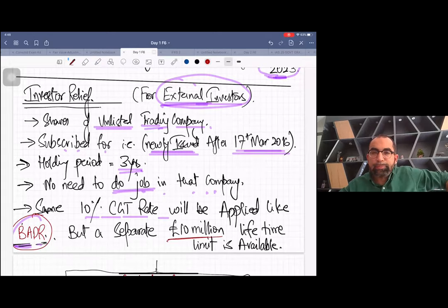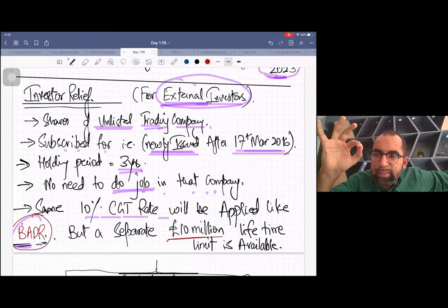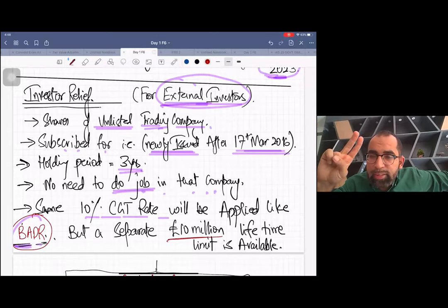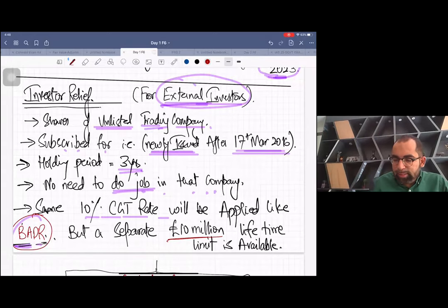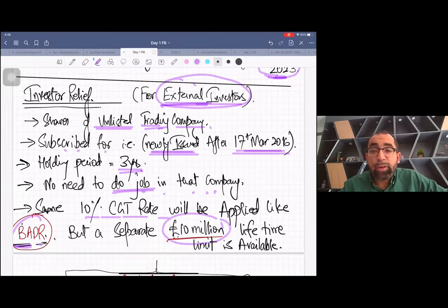Now listen. Gains qualifying under BADR and investor relief are called QG, qualifying gains. I repeat, gains qualifying under BADR and investor relief are basically QG, qualifying gains. And for qualifying gains, my dear student, the CGT tax rate is a flat 10%. Okay. Now the good news is that there is a separate 10 million lifetime limit available for investor relief.